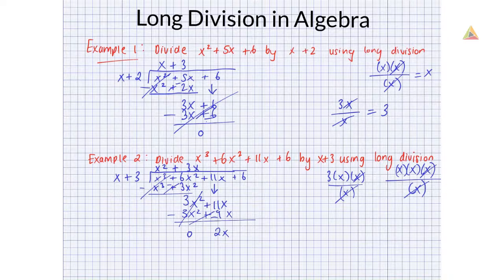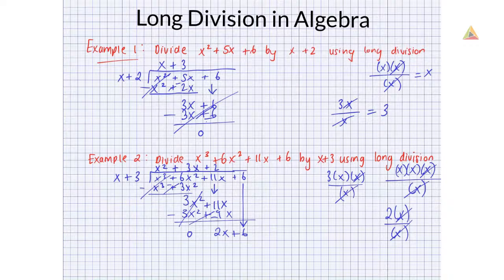So this is a little bit different because we have an extra component, so we bring down the 6 now. So you're left with 2x plus 6. So we need to go again. X into 2x goes twice, and I'll just show you over here. So 2x divided by x, they cancel, so it's twice. So you put plus 2 over here.